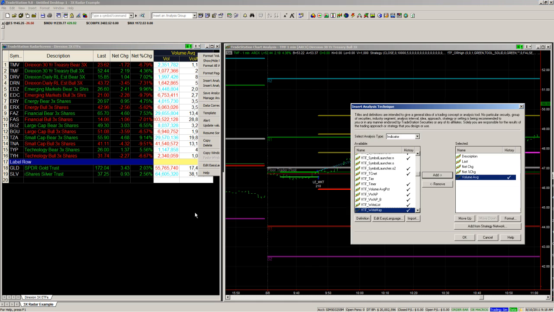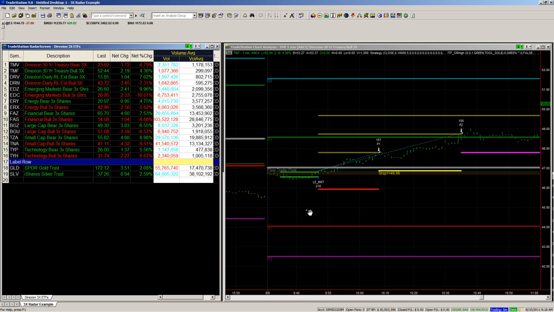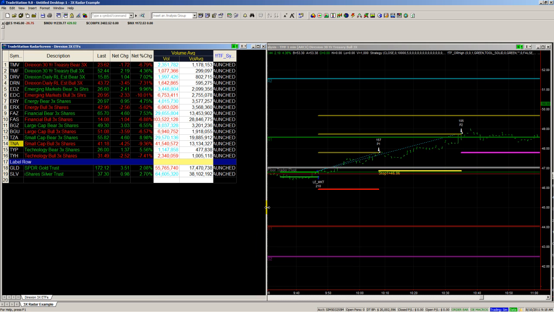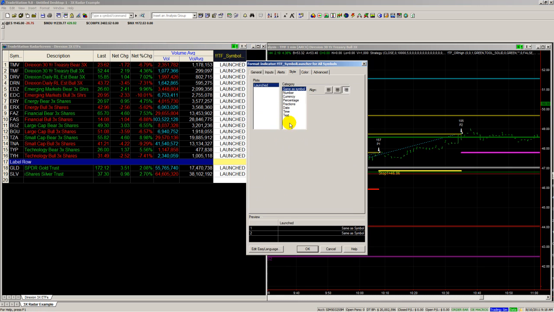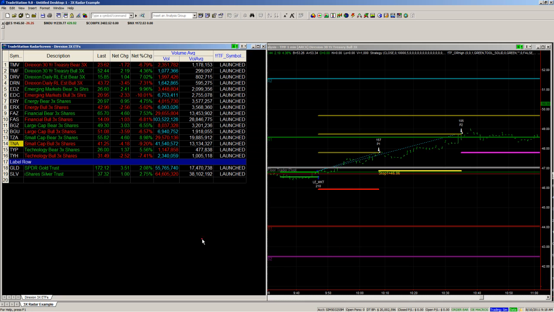The only difference between a normal radar screen and a launcher is that we insert the one of the launcher. In this case, it's called the symbol launcher, and a symbol launcher is just a special kind of radar screen analysis technique. And when we put it in, it will tell you it's launched all these guys, but it won't do anything unless you turn it on by enabling it here.